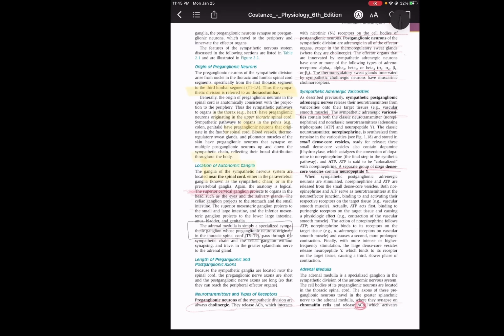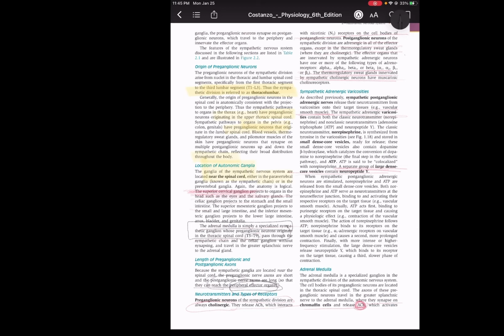And then the length of preganglionic and postganglionic axons. Because the sympathetic ganglia are located near the spinal cord, the preganglionic axons are short and the postganglionic axons are long, so that postganglionic nerves can reach the peripheral effector organs for innervation. Then the neurotransmitters and types of receptors.